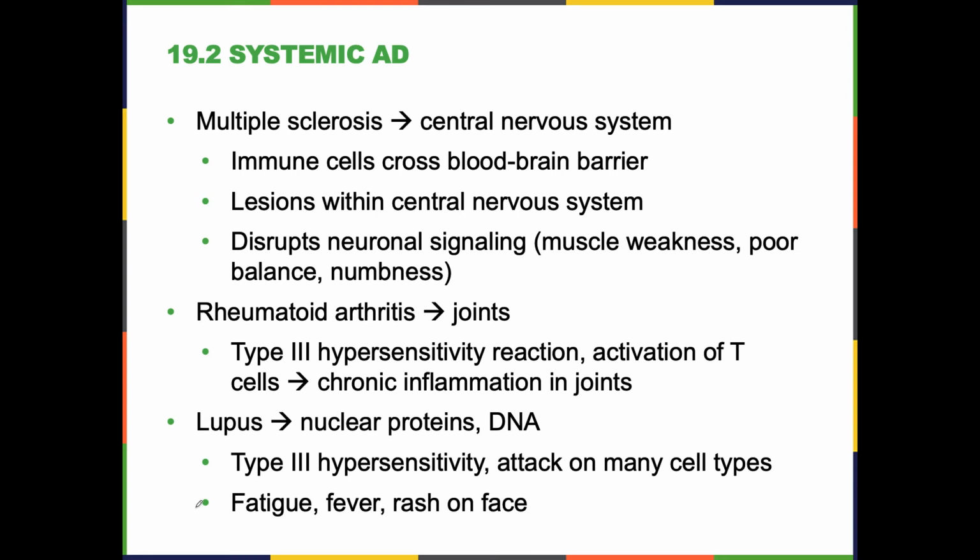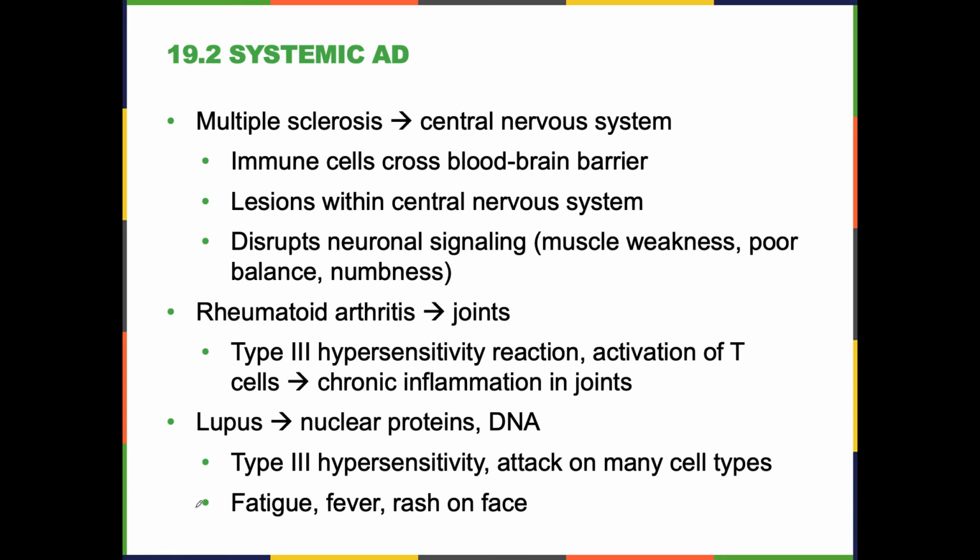And then generally you're going to get muscle weakness, poor balance, numbness, plus many other things that come along with it. So these are just some of the main ones. But basically, your immune cells are hanging out in areas they really shouldn't be. Rheumatoid arthritis, a very common autoimmune disease. Arthritis in general can have many, many causes. Rheumatoid arthritis specifically is an autoimmune disease where T cells start to attack your joints.